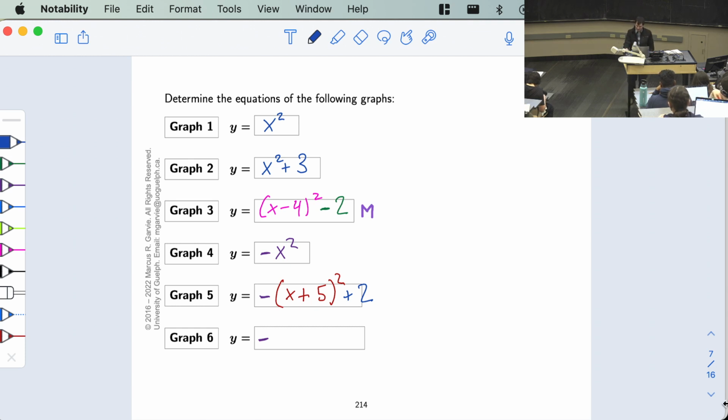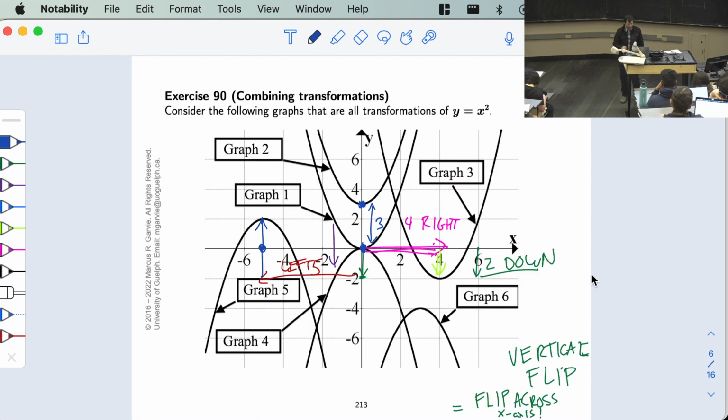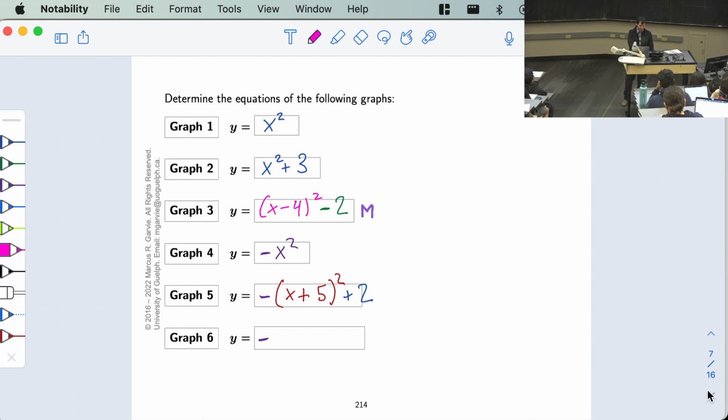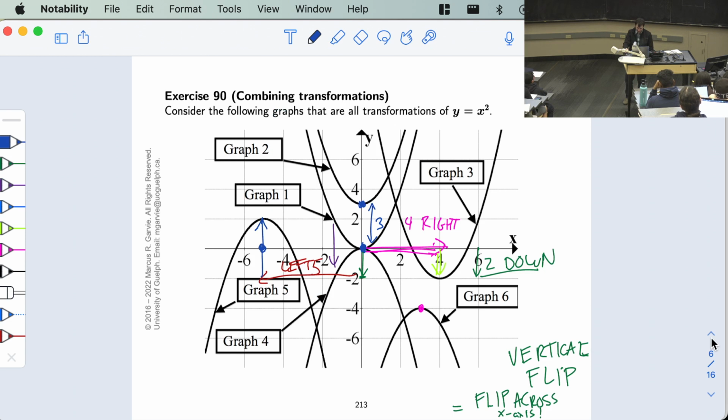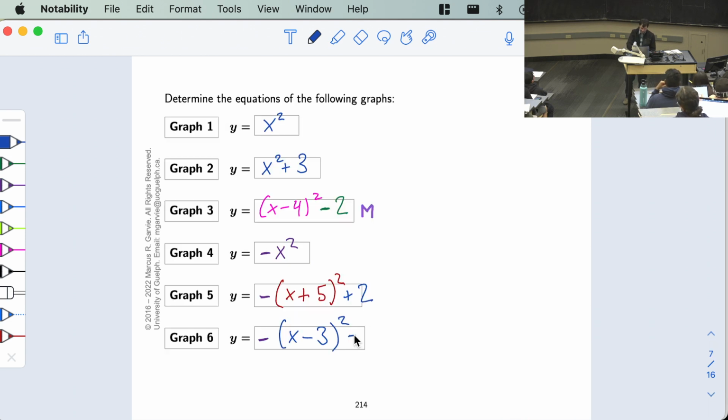Last but not least, graph 6. How do you do graph 6? Graph 6 is all the way over here. And it's flipped upside down. We're going to move over 3 units to the right, and down 4. So let's do this one a little faster. 3 units to the right and down 4. 3 units to the right, x minus 3. To the right means I put a minus sign, and down 4 units is minus 4. Okay, so there it is.